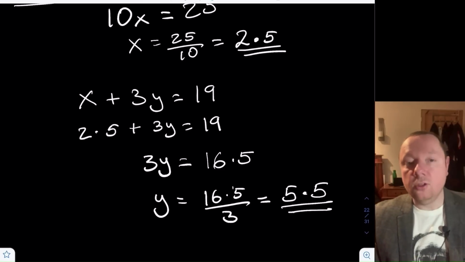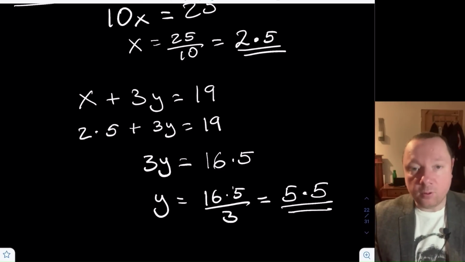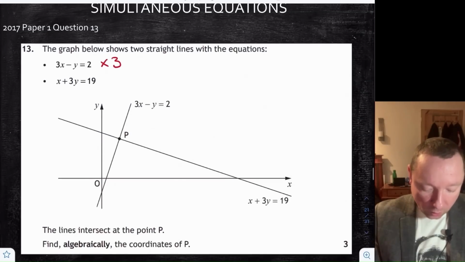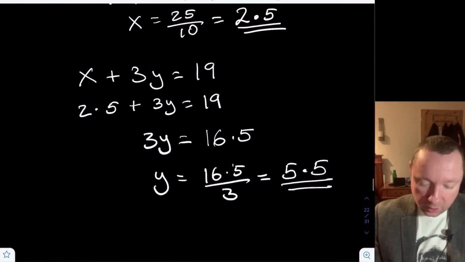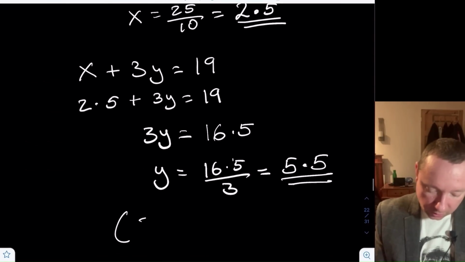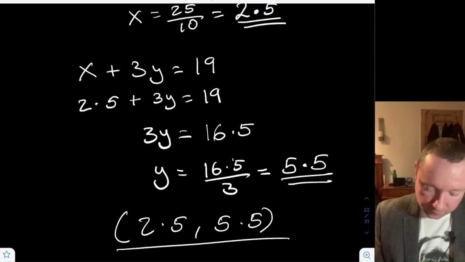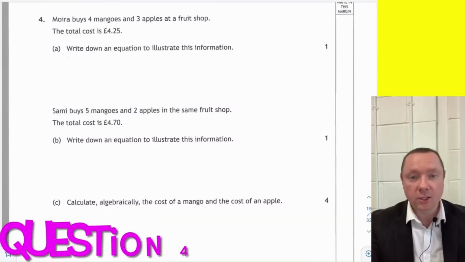So we've now got our two numbers, 2.5 and 5.5, but we need to find the coordinates of P. So I need to change that to a coordinate, an x and a y. So our final answer is (2.5, 5.5). And we're done there.